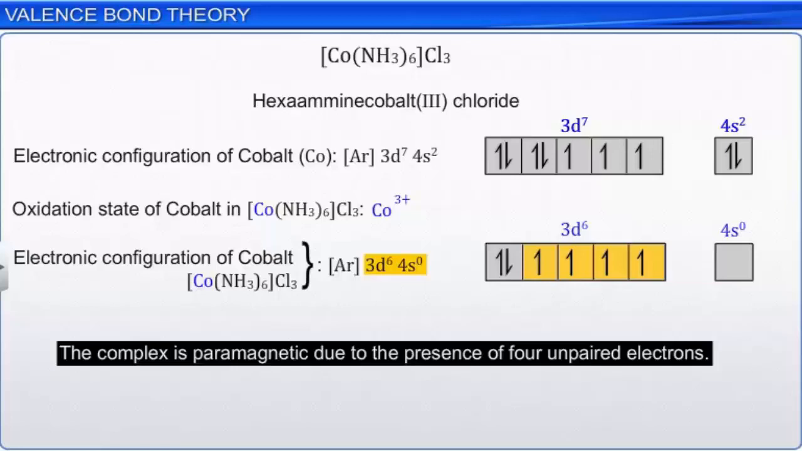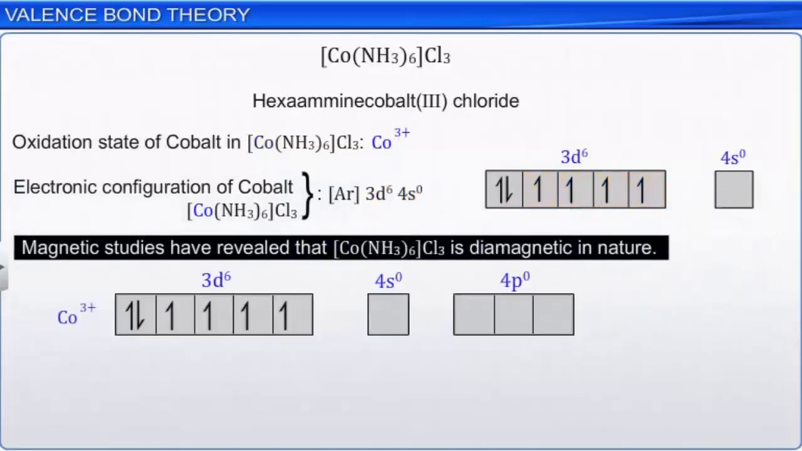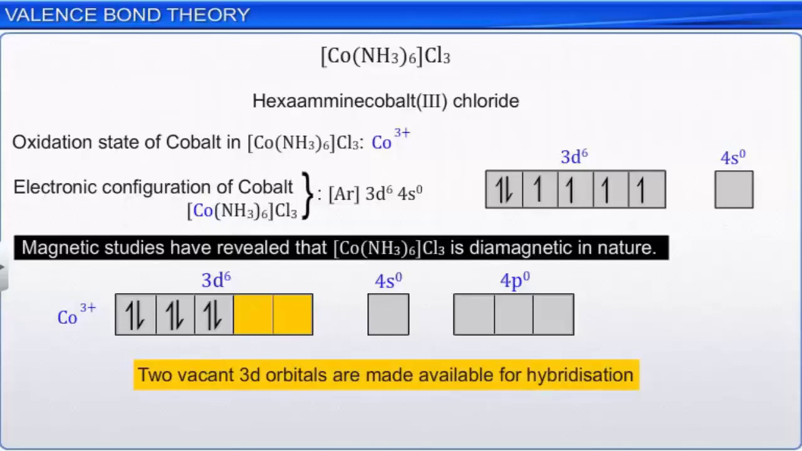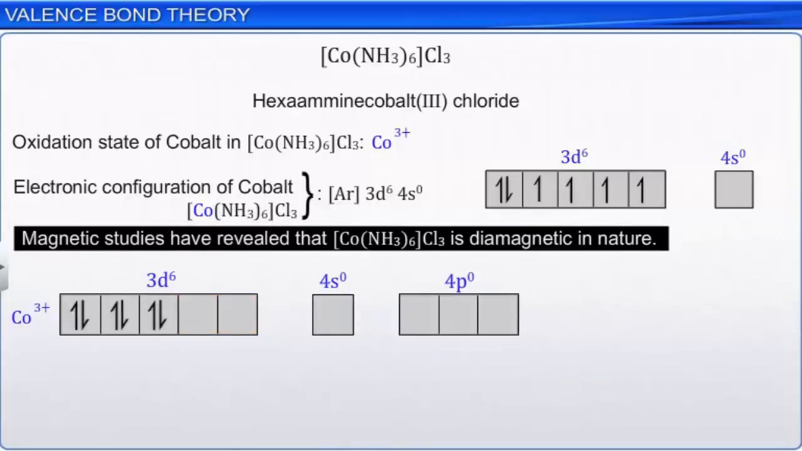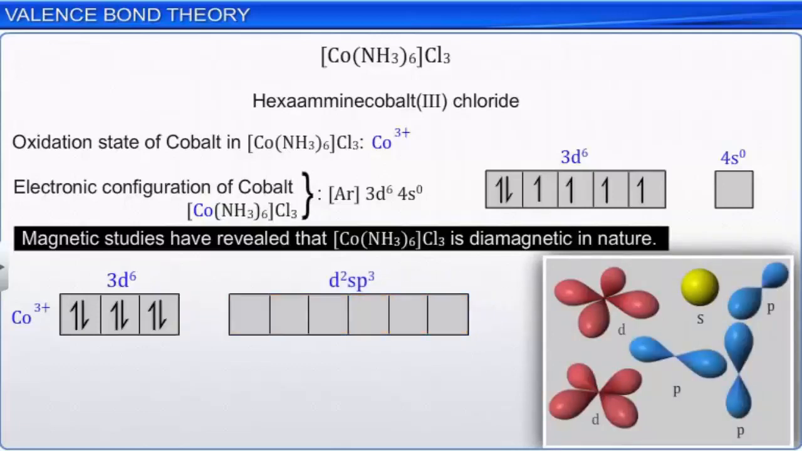Magnetic studies, on the other hand, have revealed that the given complex is diamagnetic in nature. This is possible only when the 4 unpaired electrons in the 3d orbital get paired up contrary to Hund's rule. As a result of electron pairing, 2 vacant 3d orbitals are made available for hybridization. Thus, 2 3d, 1 4s and the 3 4p orbitals hybridize together to give a set of 6 equivalent d2sp3 hybrid orbitals.